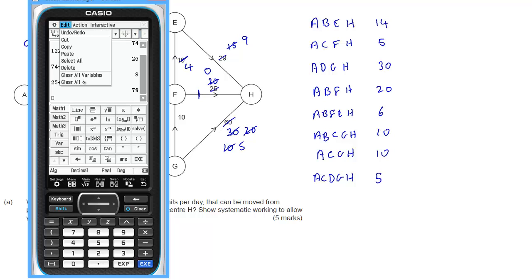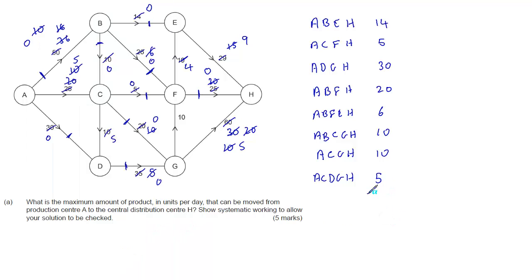So let's just clear everything we've got on here. So we're going to have 14 add 5, add 30, add 20, add 6, add 25. So that gives us a total of 100.